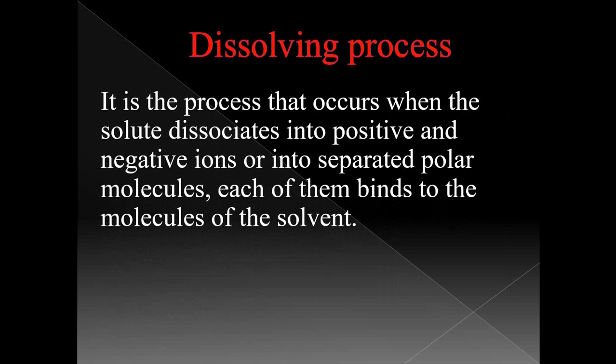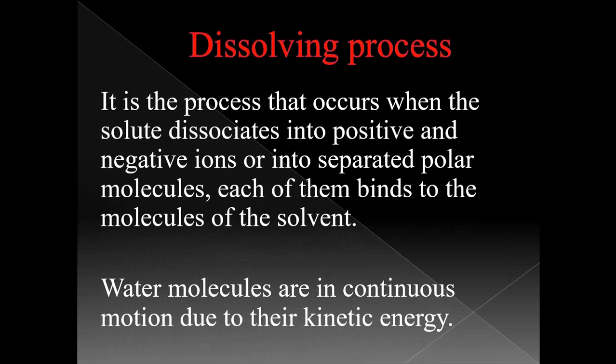Okay, now we'll talk about the dissolving process. How does the dissolving process occur? It's the process that occurs when the solute dissociates either into positive and negative ions or into separated polar molecules. Each of them binds to the molecules of the solvent.